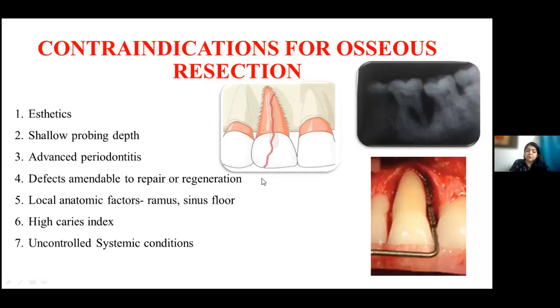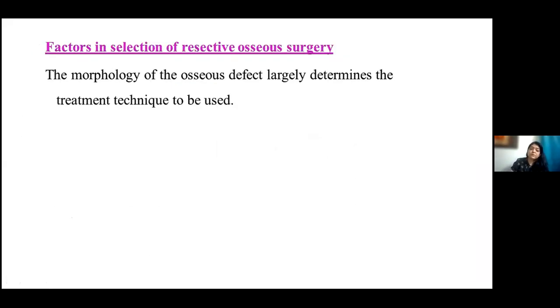Or there is a fracture, or if there are local anatomic factors present like the sinus floor, or if a patient has a high caries index, or there are uncontrolled systemic factors which make it a contraindication for any surgery per se, like uncontrolled diabetes, HIV. All of this. So these are the contraindications.